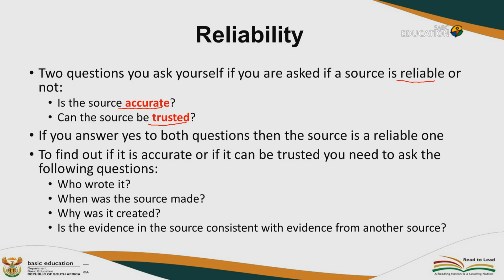Now, what is it that you look for if you want to know if the source is accurate? You need to know who wrote the source, when the source was written, and why the source was created, to promote something, right? Is the evidence in the source consistent? It must be consistent for the source to be reliable. It must not change. If it keeps on changing, then that source can be termed unreliable.